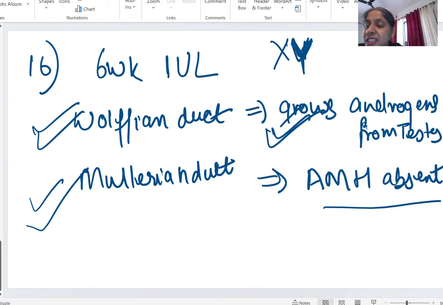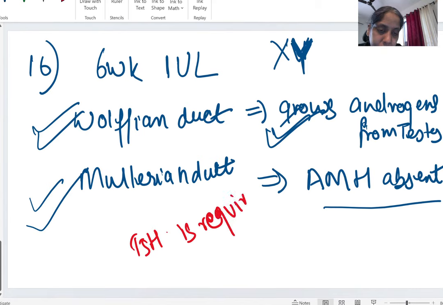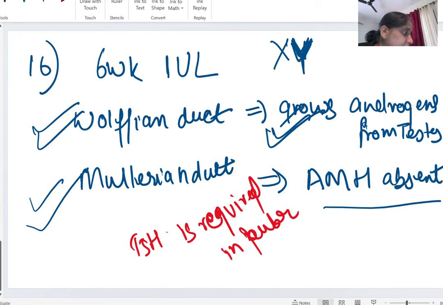Last is FSH receptor mutation. FSH is required in puberty. So, FSH receptor mutation will not lead to it. Okay. So, question 16 is done.